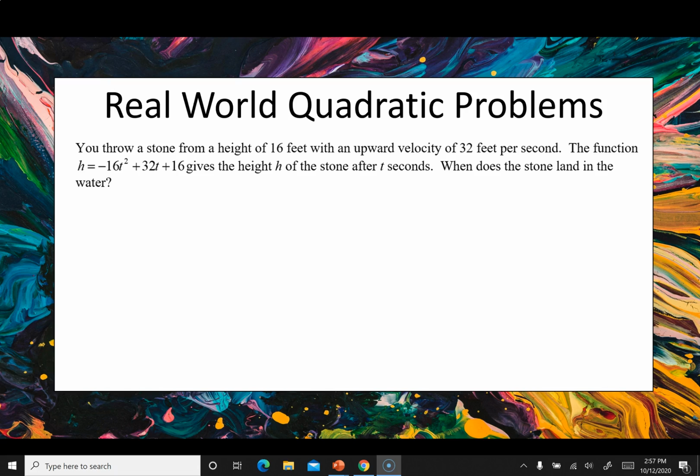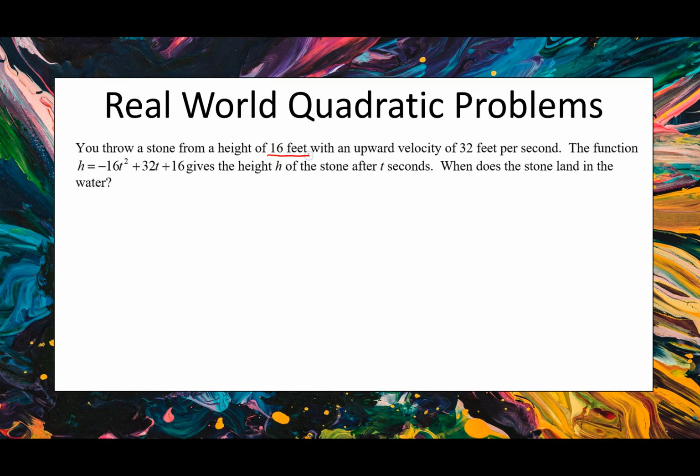First of all, let's notice some interesting things here. It says the stone starts from a height of 16 feet. And notice that the 16 is located here. That is always true. That makes sense because when time equals 0, if I plugged in 0 for time, the zeros disappear and you get a height of 16. So that number right here represents the initial height of the stone.